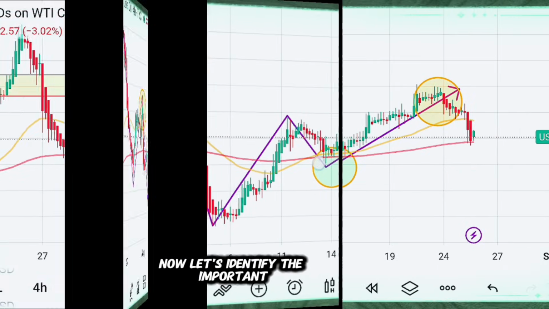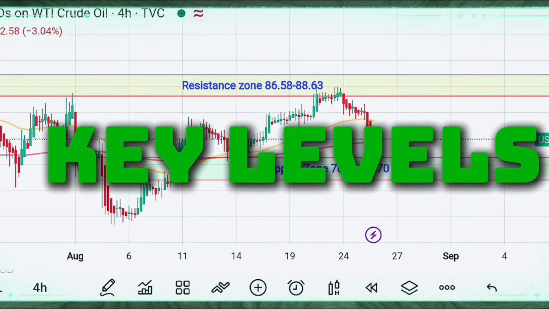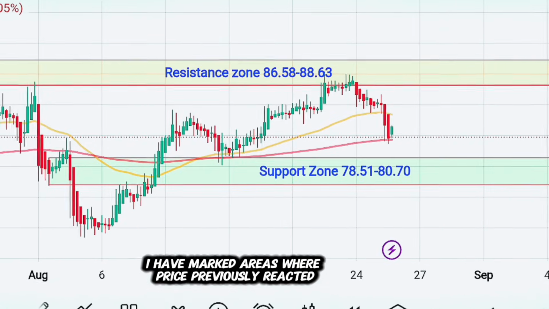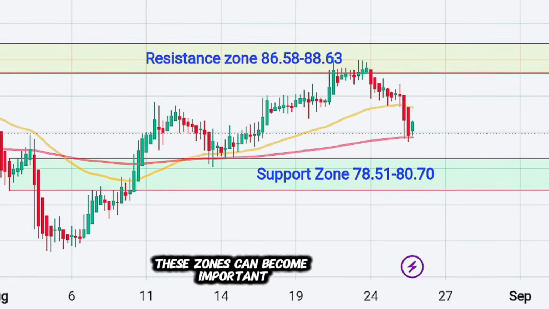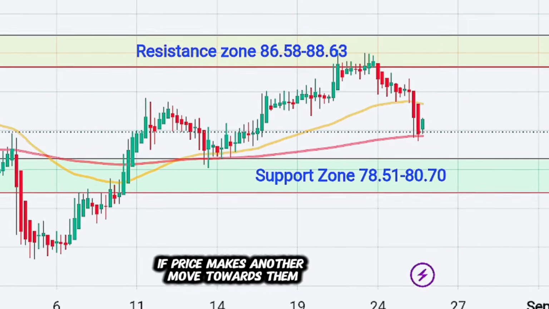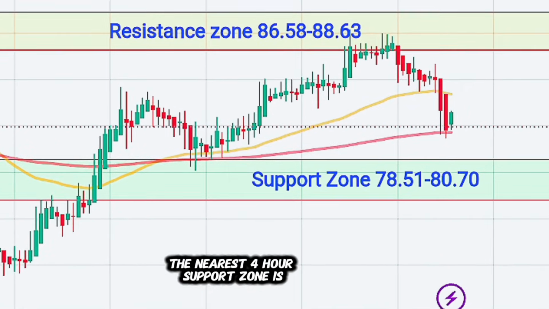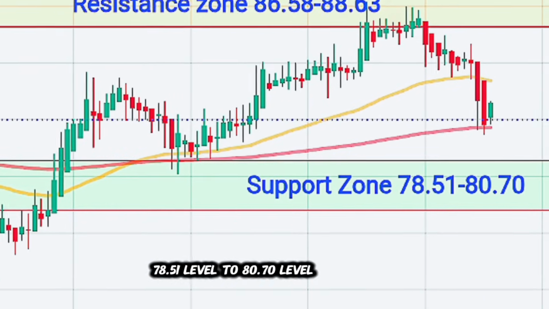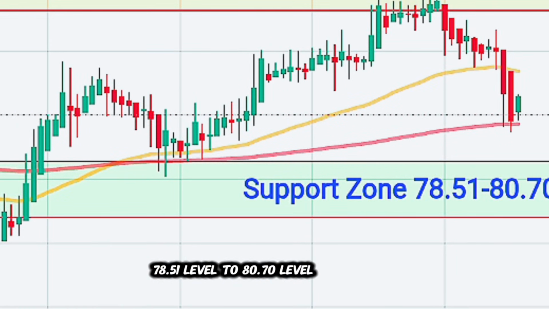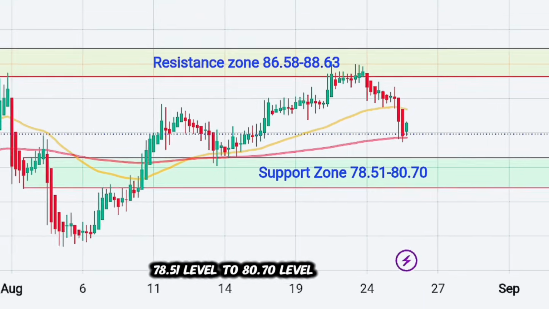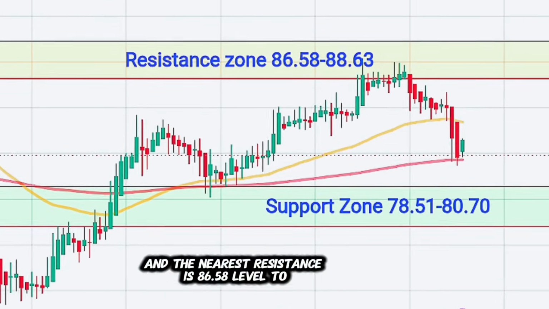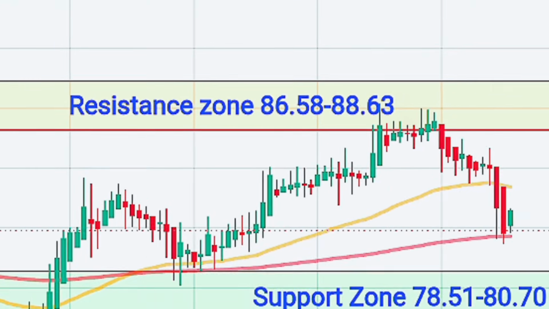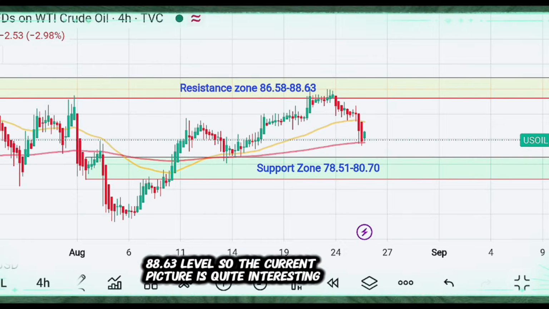Now let's identify the important support and resistance zones. I have marked areas where price previously reacted and was rejected multiple times. These zones can become important if price makes another move towards them. The nearest 4-hour support zone is 78.51 level to 80.70 level and the nearest resistance is 86.58 level to 88.63 level.